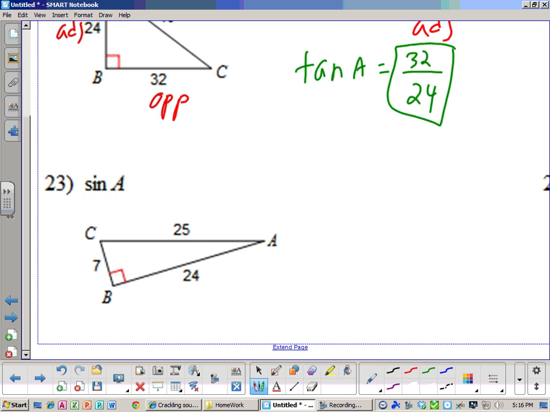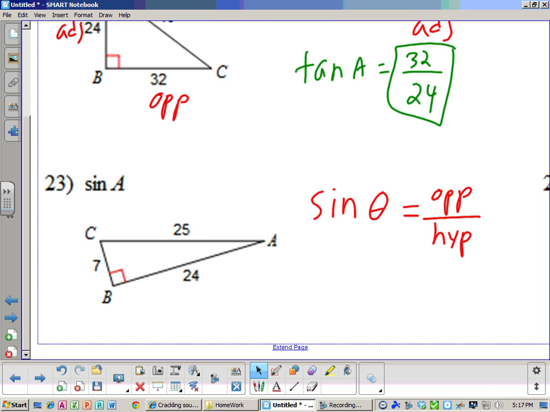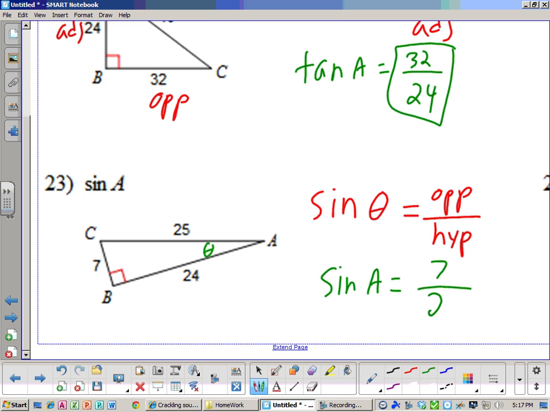Last one, too. All right. The sine of any angle, SOA, is equal to opposite over hypotenuse, which in this case, there's our theta, right? So I'm going to say the sine of A is equal to the opposite, which is 7, over hypotenuse, which is 25. And there you have it. Last one done. Nice.